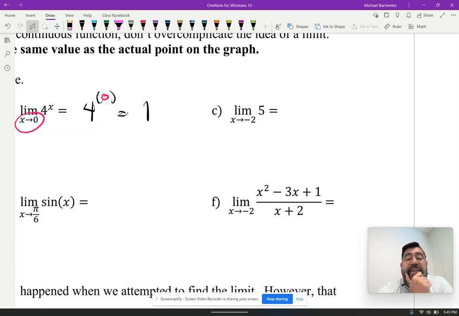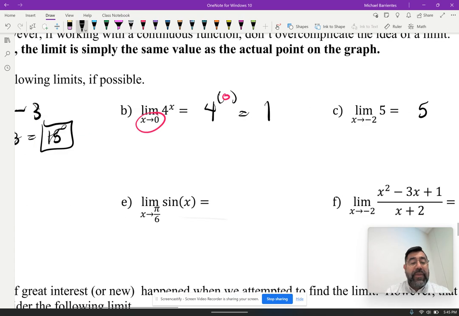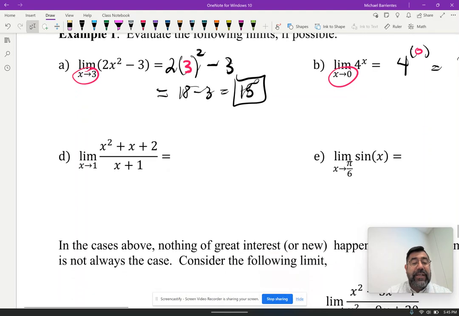What about C? My equation is 5. And that's it. That's my limit. Now this one's kind of easy because if you think about it, 5 is just a constant. It's always 5, 5, 5, 5. So as x approaches -2, it's still going to be 5, and that's easy peasy.